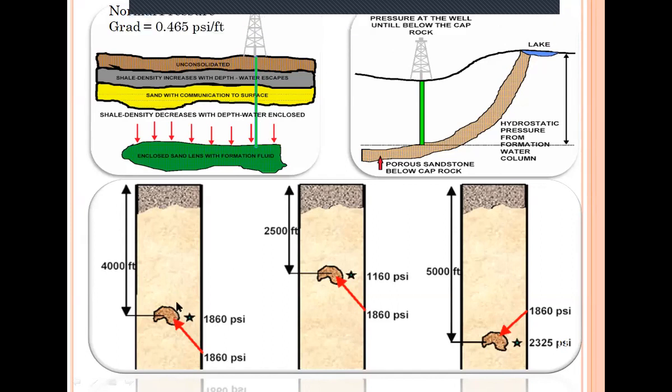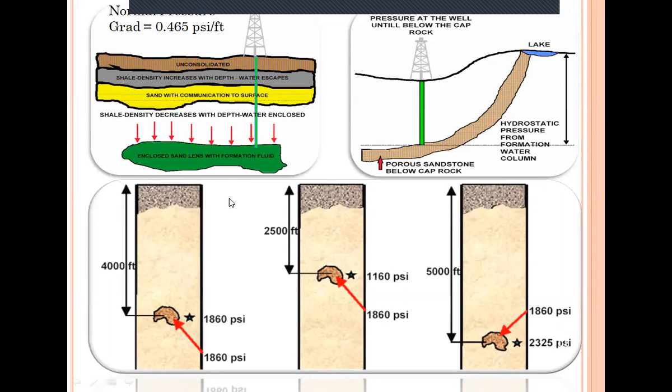So if we are drilling a normal formation, like most of the formations around the world, at 4,000 feet, we will have 1860 psi. This is the normal pore pressure. Try to focus on what we are talking about. We are talking about the pore pressure. This is out of our hands. We cannot control it. We just calculate and play with it.